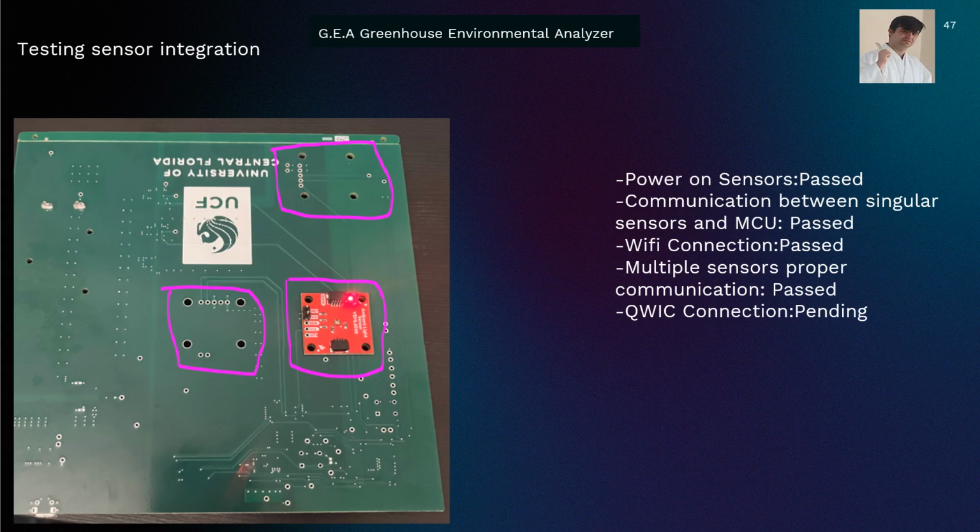Communication between the sensor and the MCU is good. The Wi-Fi connection is good. It can connect to the website as well. So the PCB is all good. The only little thing we are waiting on now is a Qwiic connector to connect an extra sensor that we want to use, and that is going to arrive soon. But after that, we can say that everything in the main PCB is all done.